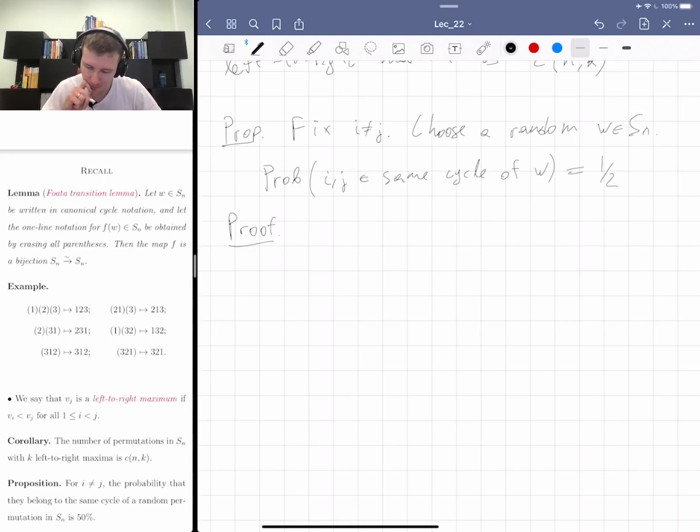Here's the proof. The first claim is that isn't it either i and j in the same cycle or not, therefore 1/2. Well, I mean, there are two options, but having two options doesn't mean that the probability is 1/2. Like, I could say, what's the probability that 1, 2, and 3 are all in the same cycle? They're either all in the same cycle or not, but the probability is not 1/2, right? It's 1/3 in this case.